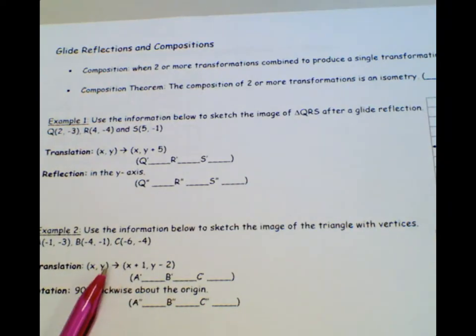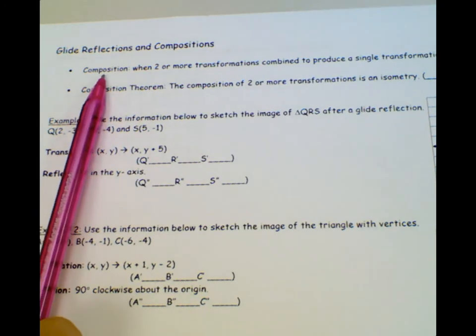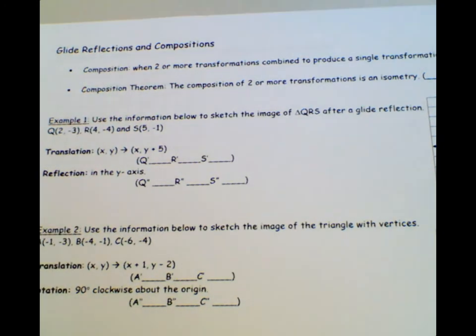All right, guys, so today we're going to do compositions. And all a composition is, I'm right here. All a composition is when two or more transformations combine to produce a single transformation. So what we're doing today is we're just going to move our shape more than one time.